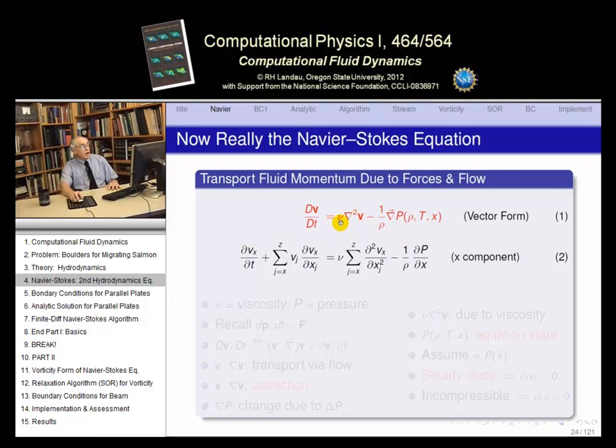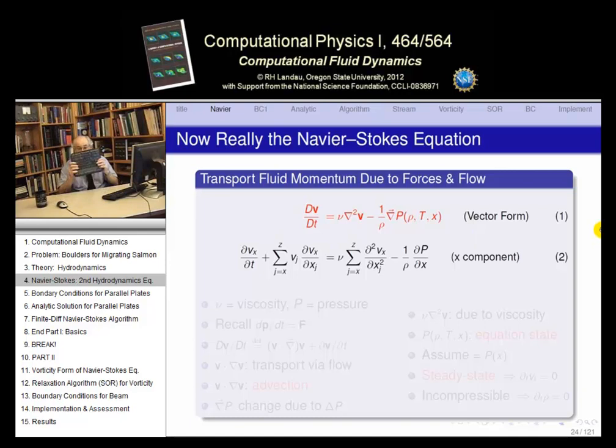So we get a new term, which is the viscosity, the frictional term. And then we get a 1 over rho, the gradient of the pressure, which itself is a function of pressure, density, temperature, and x position. So that's the Navier-Stokes equation. It's one of the most important equations in physics.